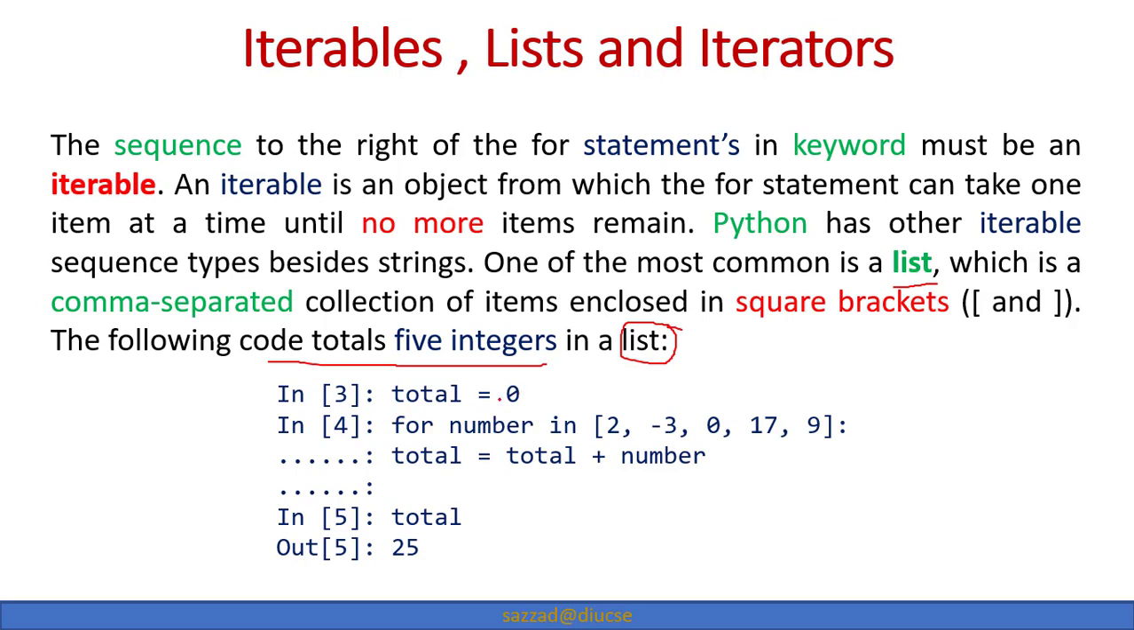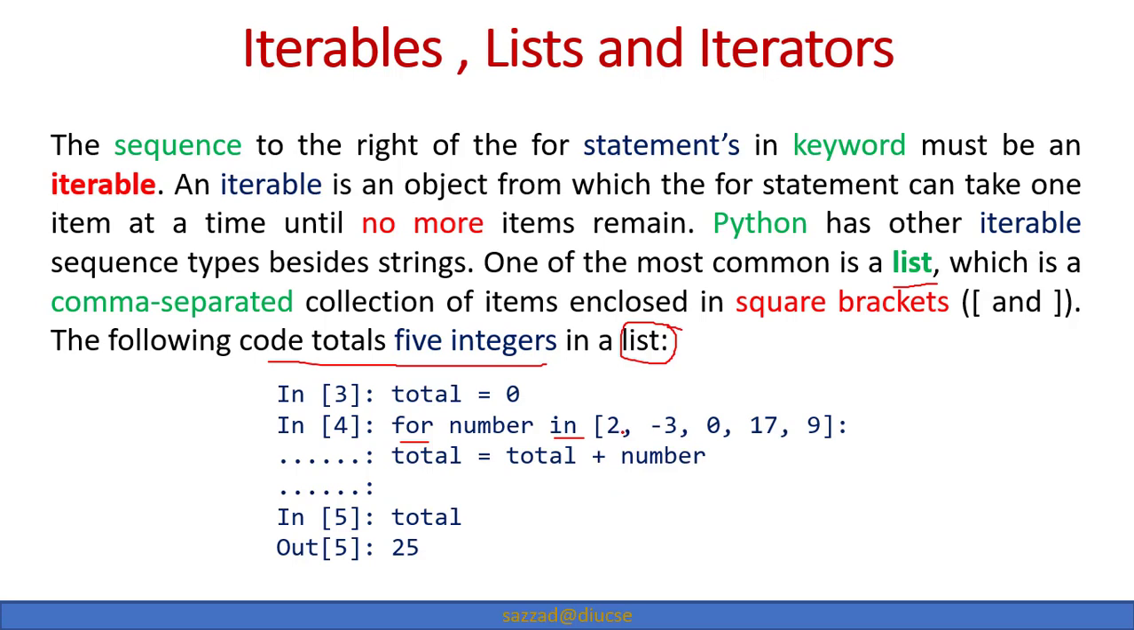So the reason for initializing total to 0 is to make it an integer. That's why we are assigning 0. And then for number in, so we are using the for statement, and the number in, and then we enclose the items with square brackets. You can see there are 5 items enclosed and separated by commas, and now we are trying to add all those items. Because we are using for, it will keep repeating.